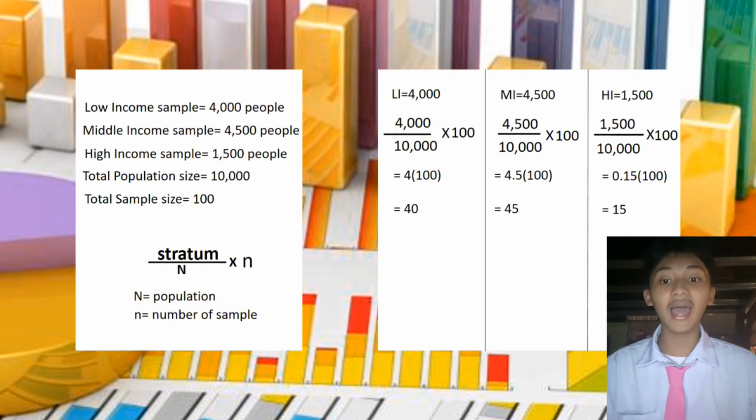So next is high income sample. So the stratum in high income sample is 1,500 over 10,000, which is the population, times 100, which is the number of sample. So 1,500 divided by 10,000 is equal to 0.15. Then times 100 is equal to 15.